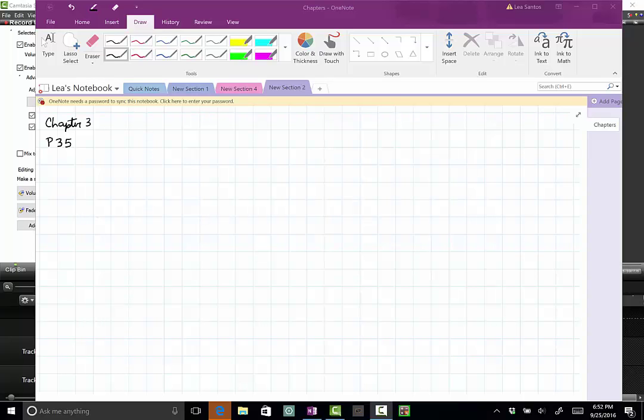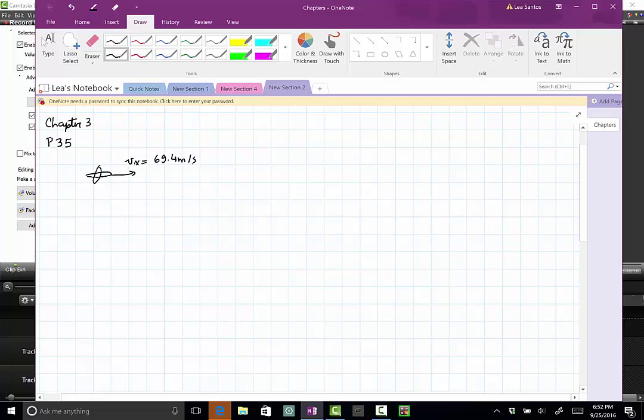Okay, so we are going to solve problem 35 from chapter 3, Giancoli 6th edition. So what we have is a plane. This plane is up here, moving with a horizontal velocity. The magnitude of this velocity is 69.4 meters per second. And far from this plane, there is a mountain with some people lost there.